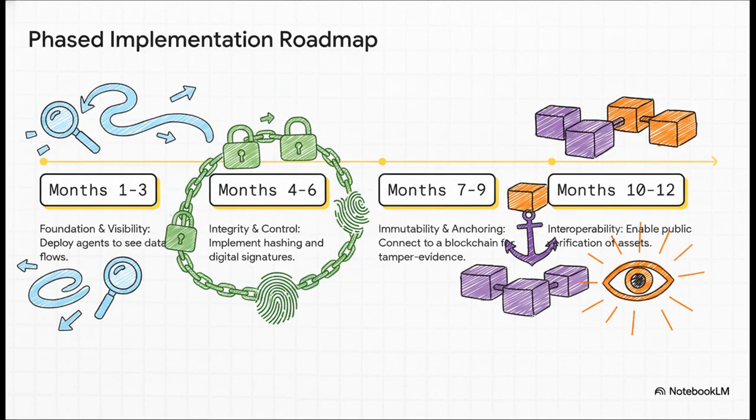Now, let's be realistic. You don't just flip a switch and have this overnight. Implementing this is a journey, and you do it in phases. You'd probably start in the first few months with just getting visibility, deploying agents to see how data is flowing. Then, you move on to integrity and control, putting hashing and digital signatures in place. After that, you'd work on immutability by connecting to a blockchain. And finally, the last step is interoperability, enabling others outside your organization to verify your assets.